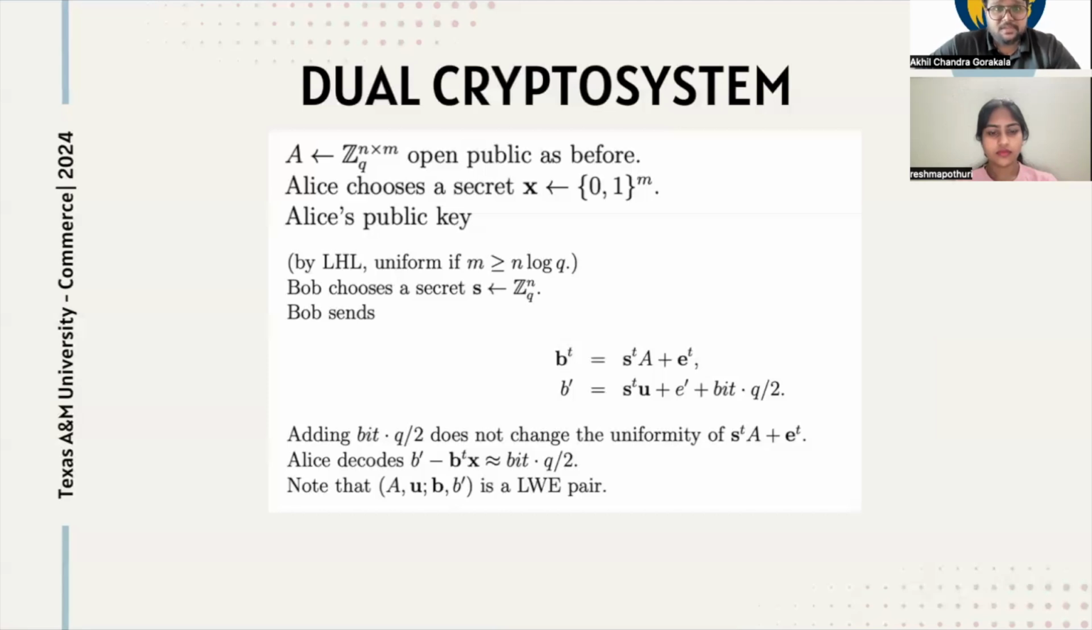Coming to the decryption, Alice can recover the bit value by computing b hash minus b transpose x. If the result is approximately q by 2, then the bit is 1, otherwise it is 0. The key idea behind this dual crypto system is that the modification to the second ciphertext does not affect the LWE distribution, which is the learning with errors distribution. This allows Alice to recover the bit value while preserving the security of the lattice-based LWE encryption scheme.